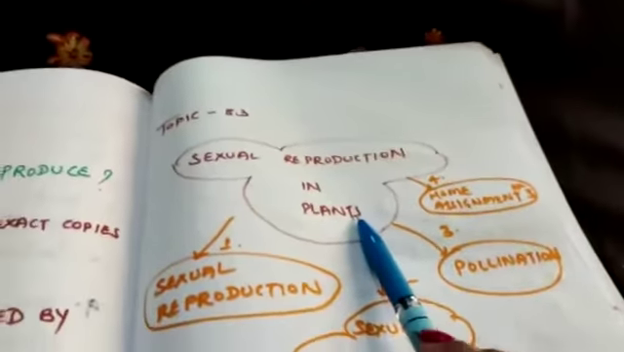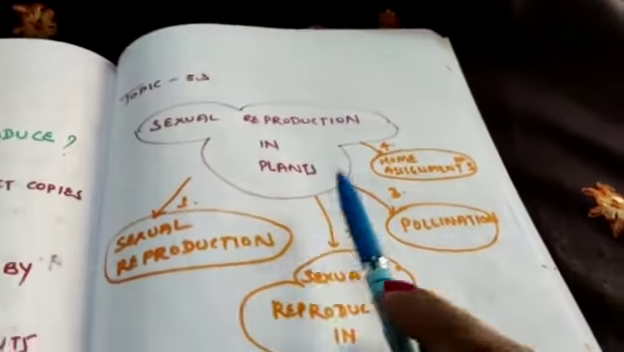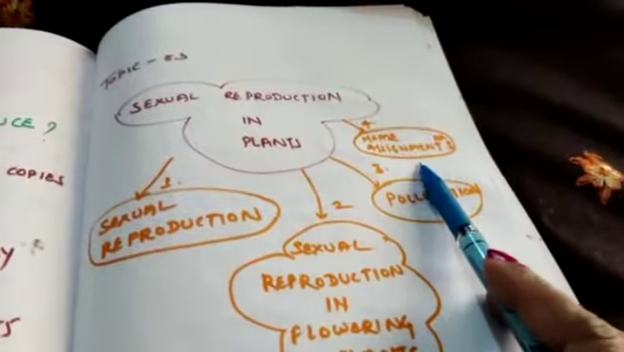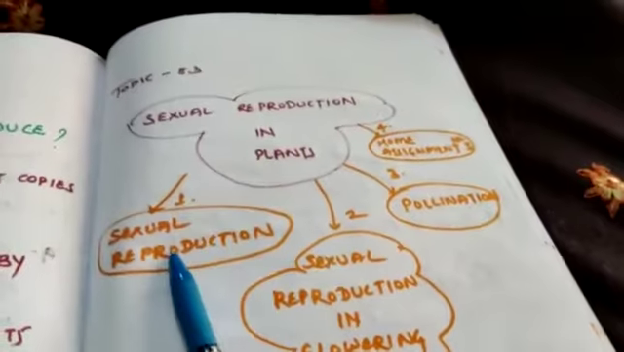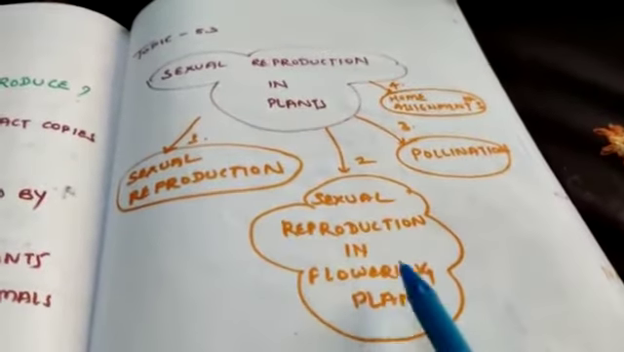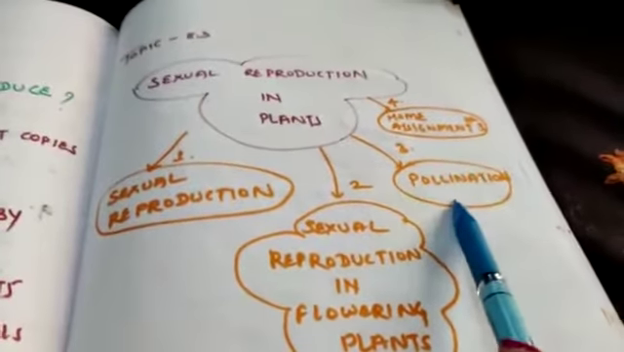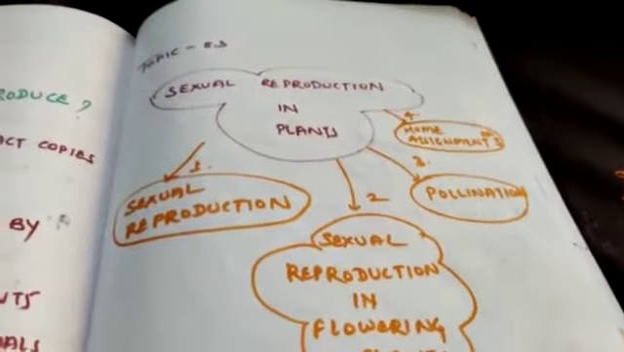So this is our topic: sexual reproduction in plants, and how many subtopics do we have? Total 4. Very good. Sexual reproduction, then sexual reproduction in flowering plants. Number 3 is about pollination. Number 4 is about today's home assignment number 3.